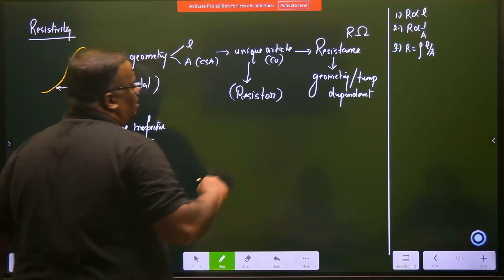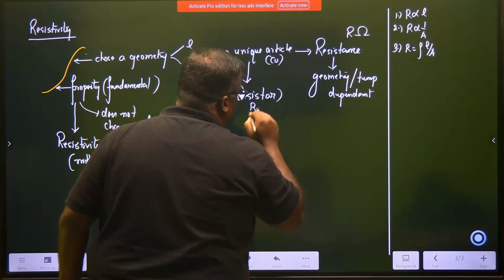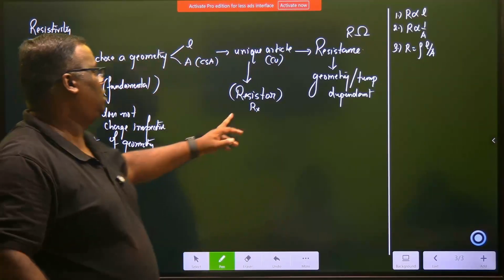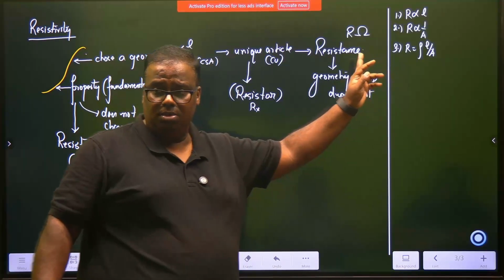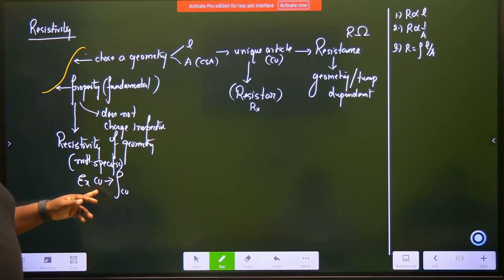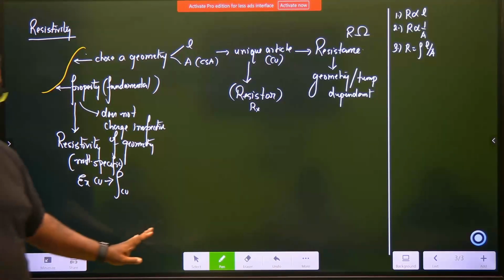Resistor. So I have a resistor, say something like Rx, which has a resistance of R ohm, made up of a material of resistivity rho. Is this understood? This is very good.